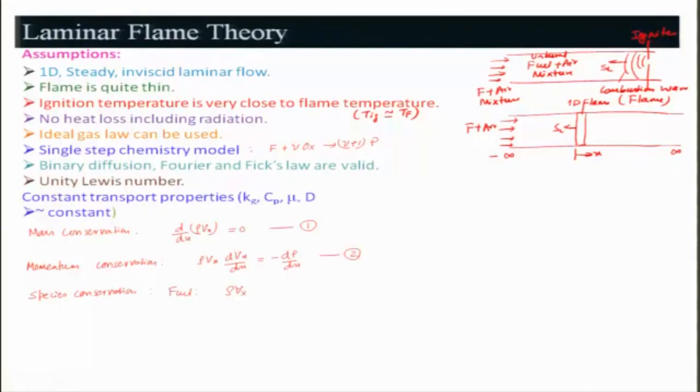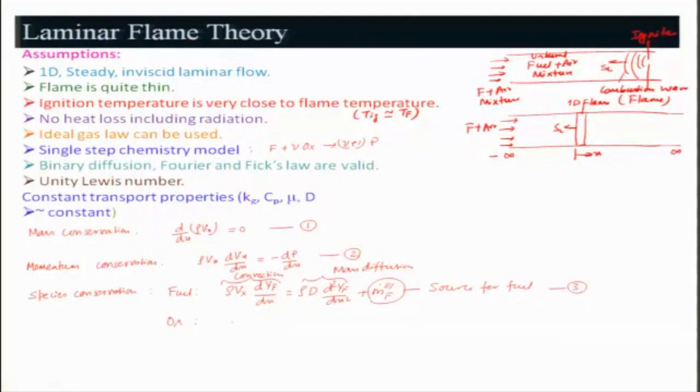It is rho vx dYf/dx, where vx is the velocity along the x direction and Yf is the mass fraction of fuel, is equal to rho D d squared Yf/dx squared plus m dot triple dash f, right. This is basically the diffusion term, like mass diffusion. And this is your source term, mass consumption of fuel per unit volume, and this is of course your convection term. Right. And this is equation 3.